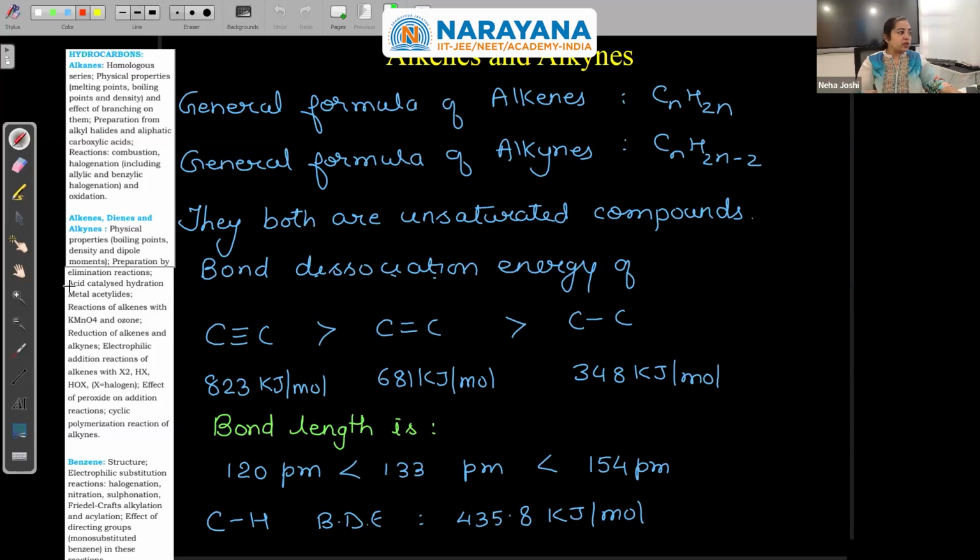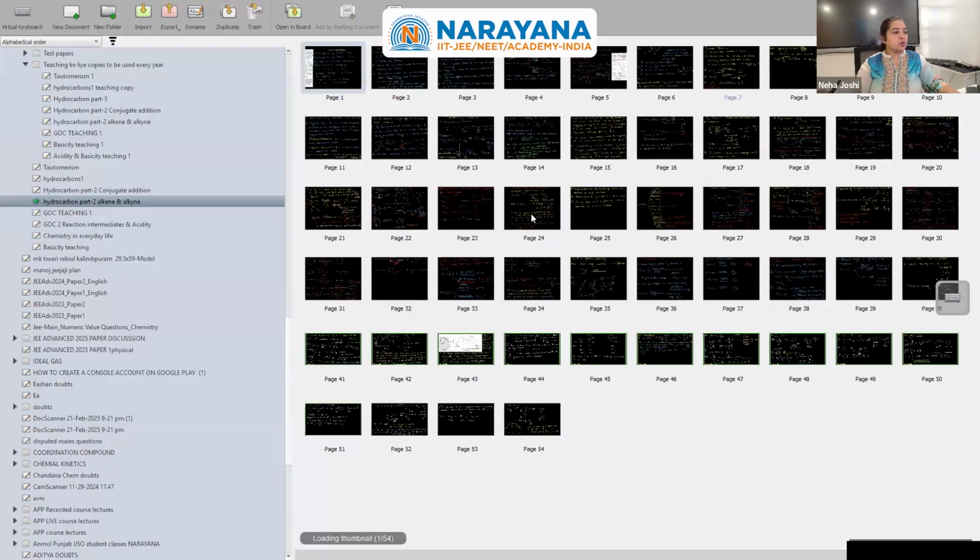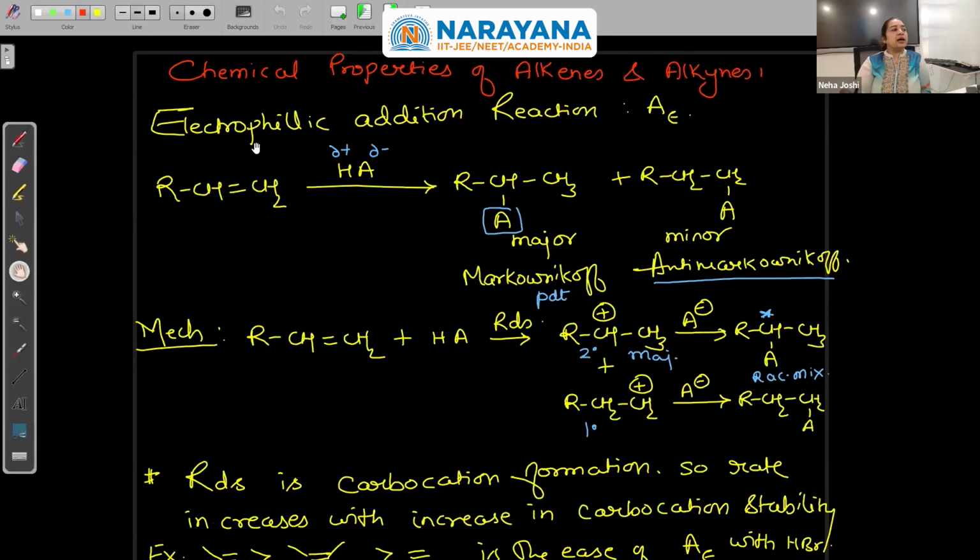Preparation by elimination reaction, acid catalyzed hydration. Also here they are starting the reactions. So we have covered preparation by elimination reaction. Till here we are done. Now we are moving to this part of the chapter. Correct, we are on track. Let me go to, so chemical properties of alkenes and alkynes.